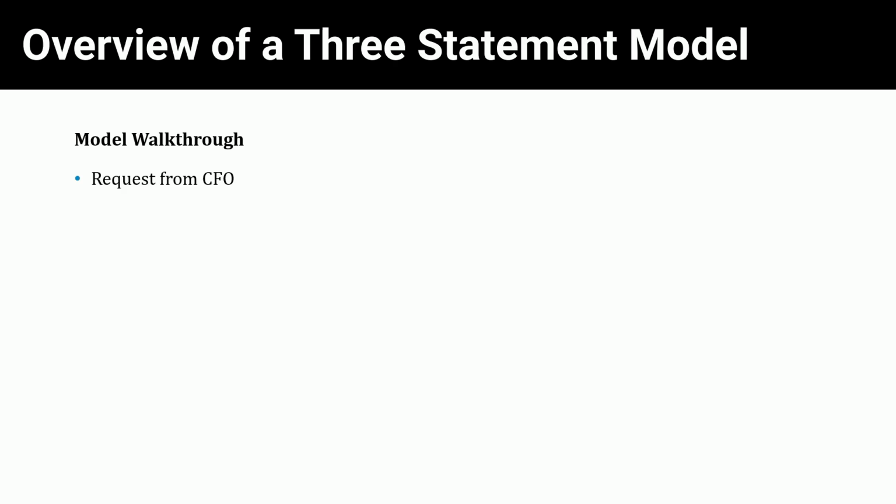They're going to need some help building out a three-statement model. What they're going to send us is just some unformatted raw data. This is really common in the FP&A setting. Somebody goes into the accounting system, clicks export to Excel, forwards it on to you. So that's what we're going to be receiving.